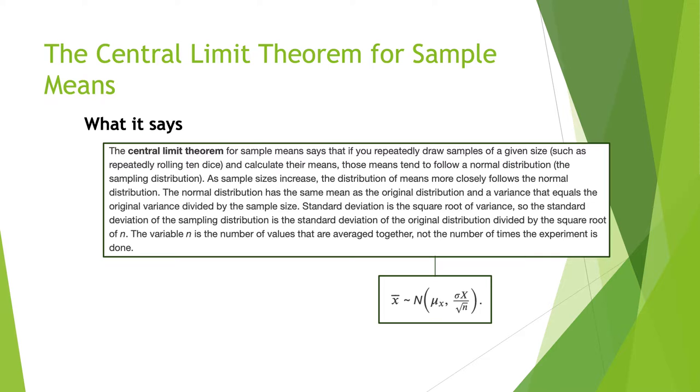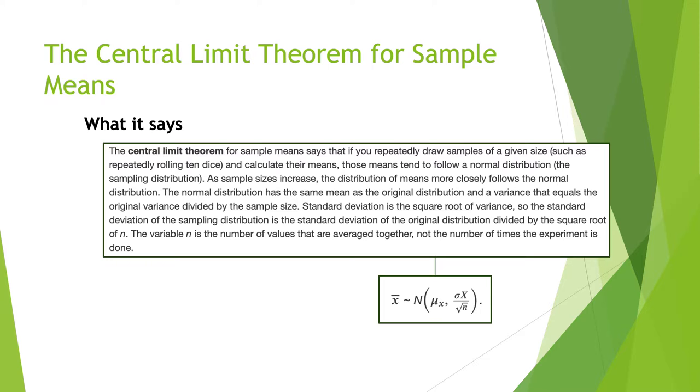What does it say? The central limit theorem for sample means says that if you repeatedly draw samples of a given size, such as repeatedly rolling 10 dice, and then calculate the means of those samples, those means tend to follow a normal distribution, a sampling distribution. As sample size increases, the distribution of means more and more closely resembles that normal curve, that normal distribution.